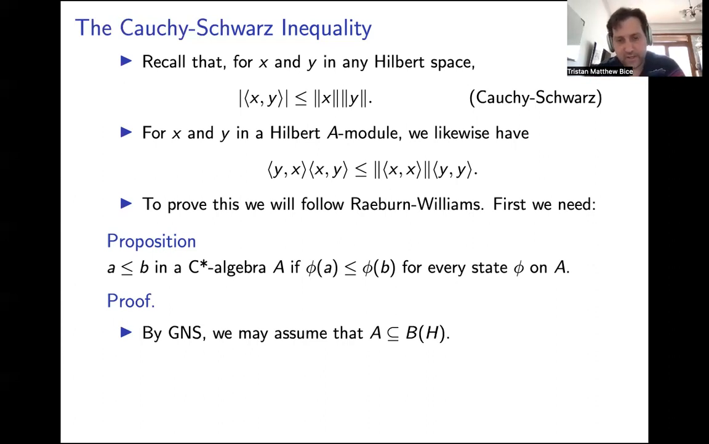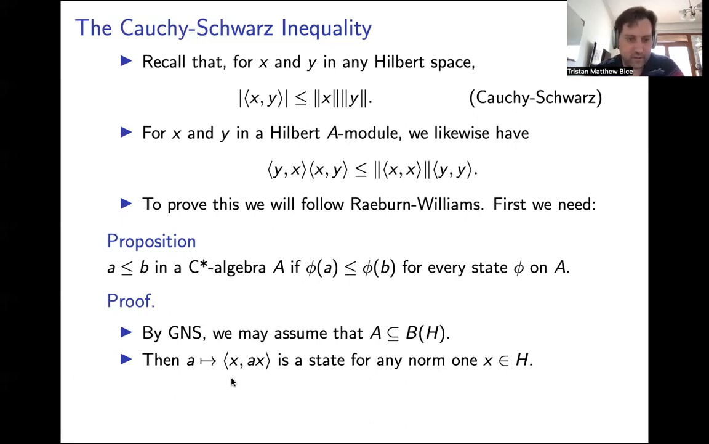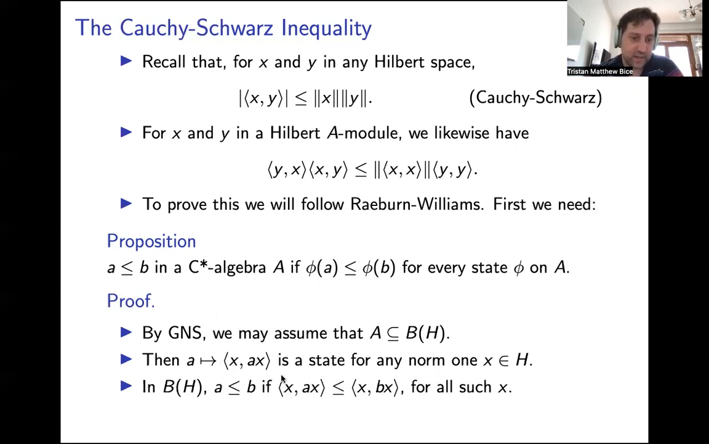Because once you know that, you can just take your abstract C-star algebra and assume that it's actually a concrete C-star algebra of operators on some Hilbert space. And then you simply note that the vectors always give rise to states, the unit vectors anyway, right? So this is generally known as a vector state, not too surprising. So for any x, this gives you a state. And so if you know that all the states satisfy this condition here, then this is exactly the same as saying that A is below B in the C-star algebra B of H.